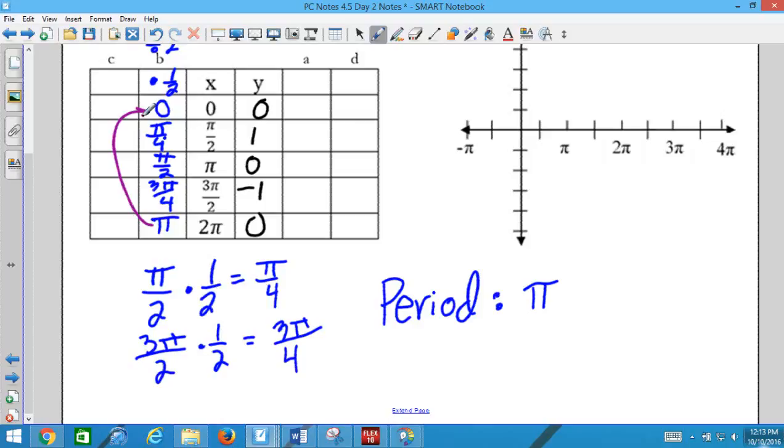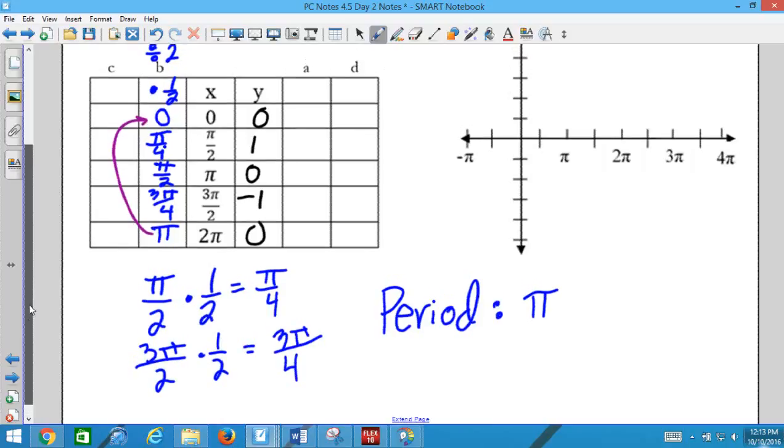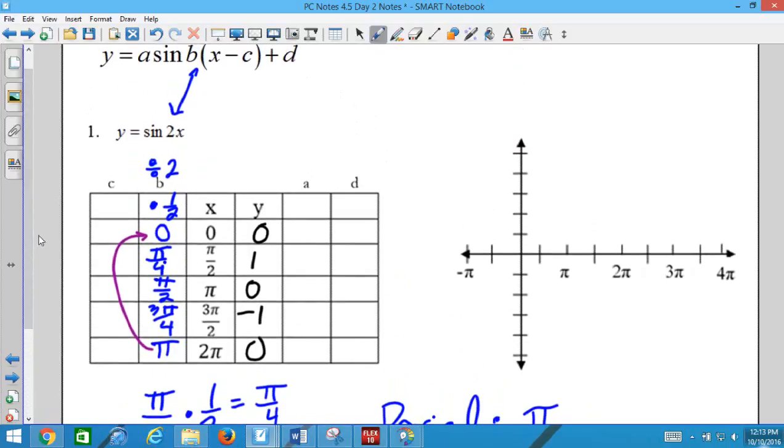Looking at the chart isn't always as easy as just using the formula from the first part of the notes that says take 2 pi and divide it by b, and that's your period. I think it's divided by the absolute value of b, but we're not even dealing with negatives right now. But that's how you can find your period. Then we're going to graph it.